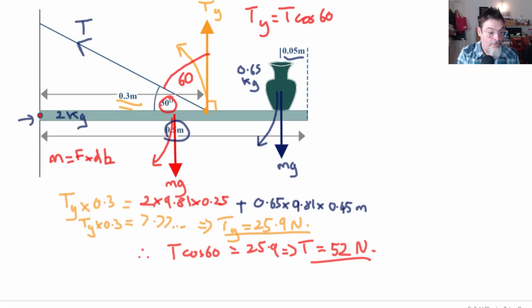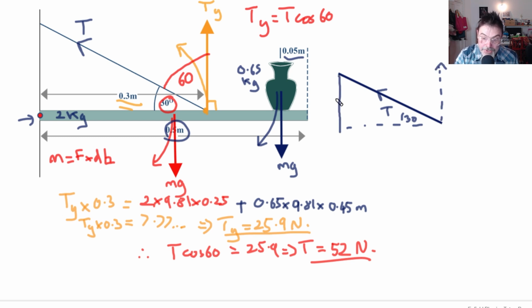Just very quickly, if you didn't like the way I did that trigonometry bit at the end, there's our tension. That's what we're after. We know we have an angle here of 30, and we know what Ty is, which is that one there. Well, we can bring Ty over to this side. Remember, you can just move vectors around. So that's Ty. And then we can say that Ty and T are related by the fact that Ty is opposite the angle. So that means that Ty is going to be T sine 30, which is the same as T cos 60. So that's another way to do that angle if you are concerned by it.